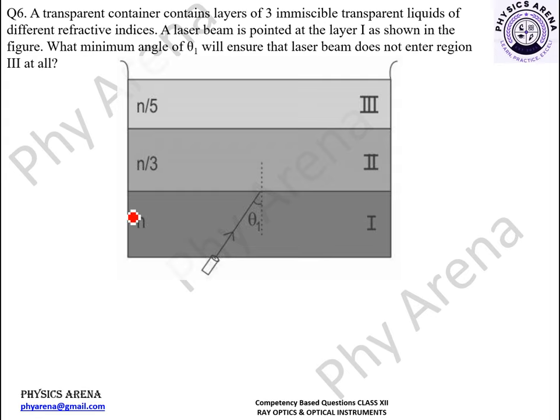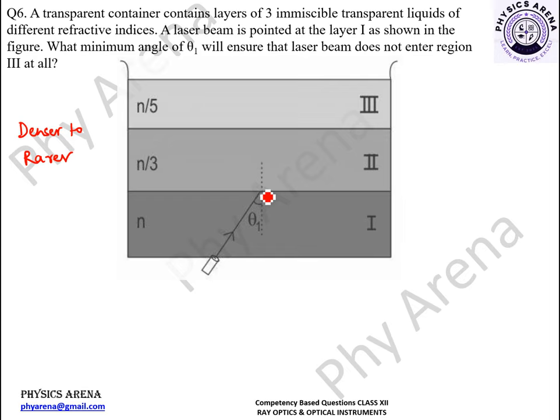So we can see that the ray is moving from denser medium to rarer medium. Each time it moves from 1 to 2, it is moving from denser to rarer. Again, from second to third, it is moving from denser to rarer. So it will move away from the normal. And we want that it should not reach the third layer.